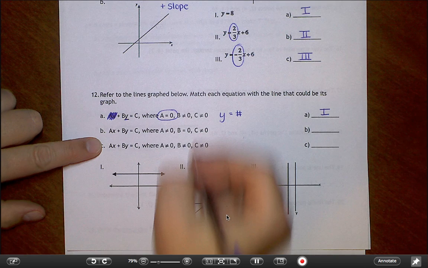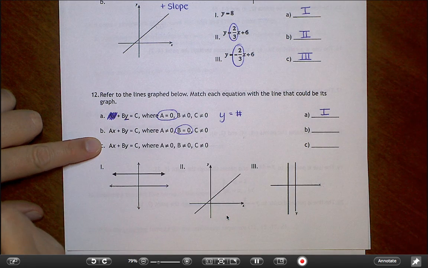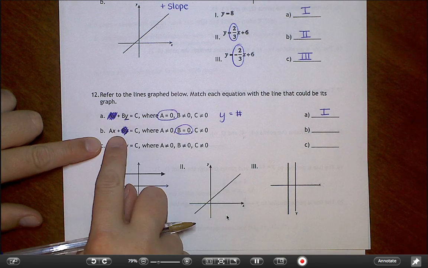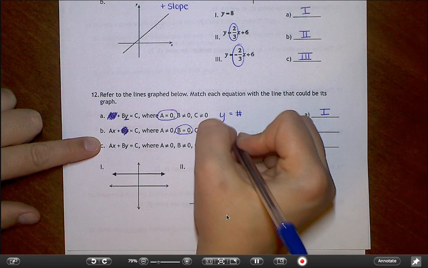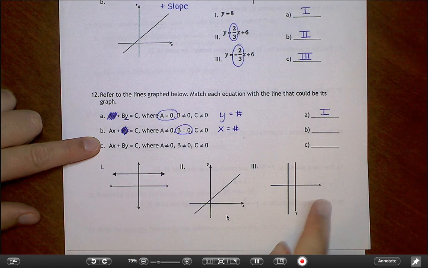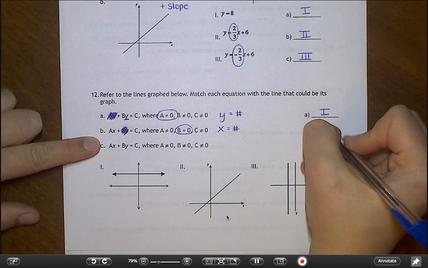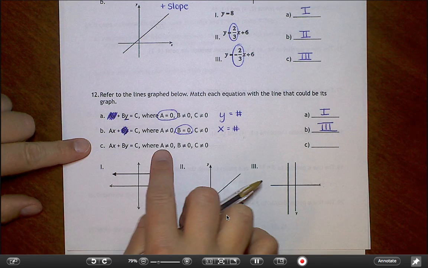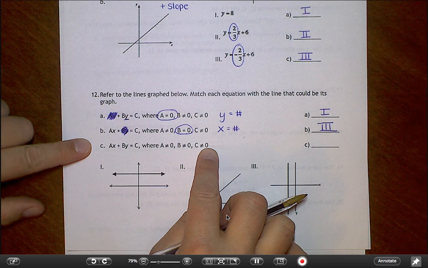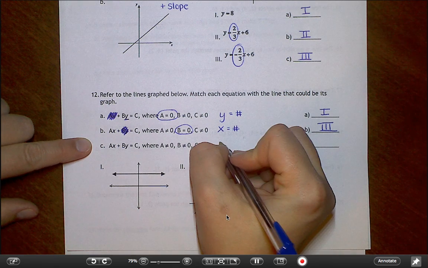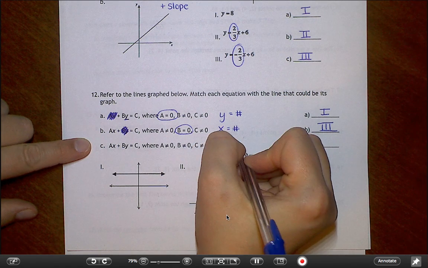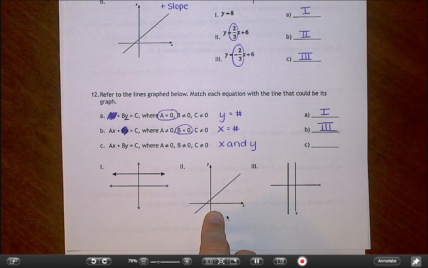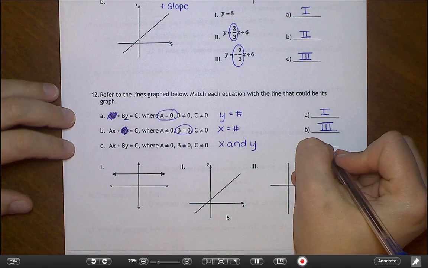Okay. In letter B, I have B equals 0, which means I don't have this term at all. And that means that if I simplify this equation, I end up with x equals some number. That's going to give me a vertical line, so that'd be number 3 down here. And that should mean this is number 2, but notice that here none of them are equal to 0. So this is where you're going to have an x and a y in the equation. And anytime you have both x and y, you get an oblique or a diagonal line. So that would be option number 2.